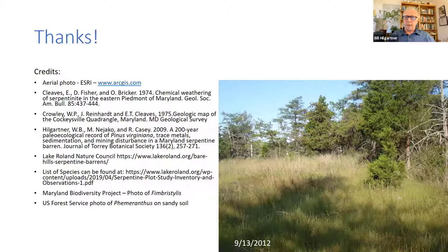Have you seen Asclepias verticillata? Yes. I didn't include that on this, but in fact, just this past summer of 2020, there were one or two plants there. Yes, that's a neat one, little milkweed.